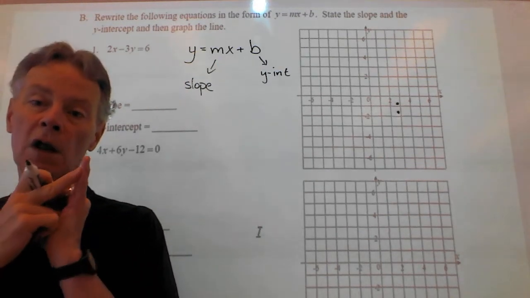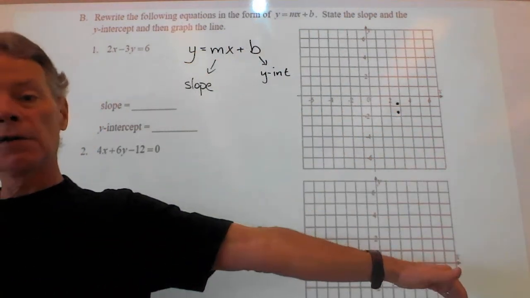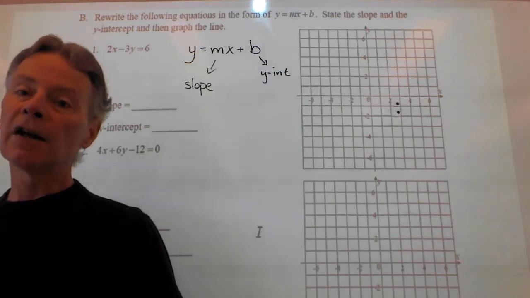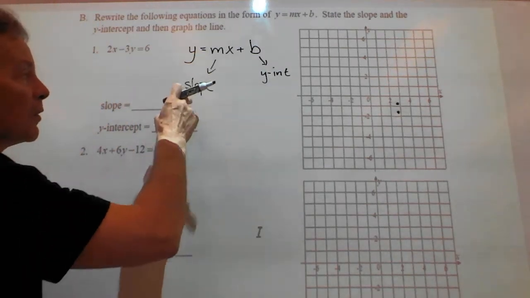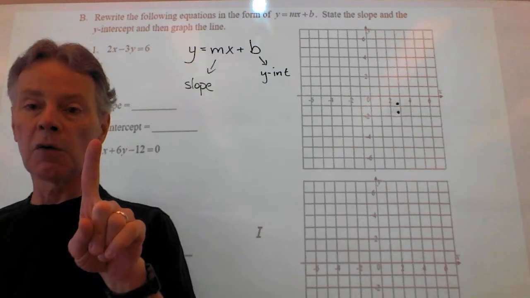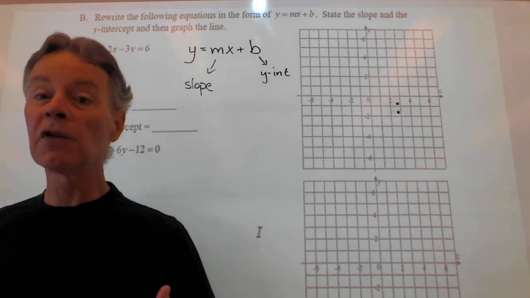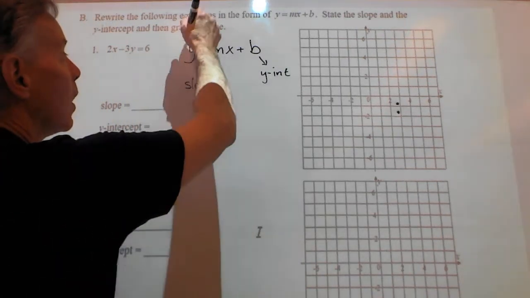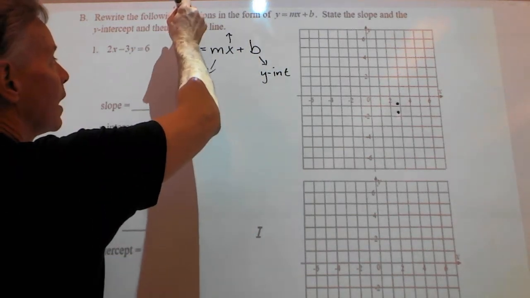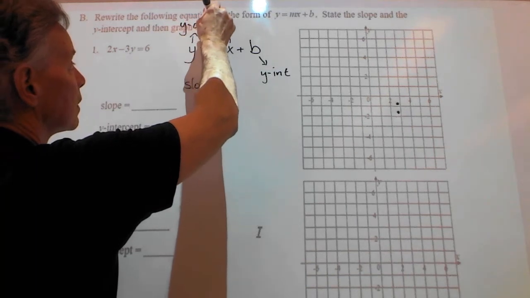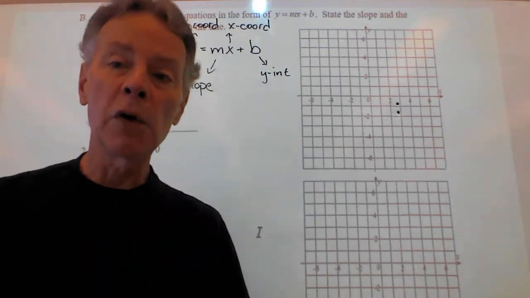It tells you whether the line is going up as you go from left to right or down as you go from left to right. It tells you how steep the line is, and it also can give you directions. If you only know one point on the line, it can also give you directions to get to a second point. Okay, so it gives you a lot of information. Y and x can simply be any y coordinate or x coordinate of any point on the line.